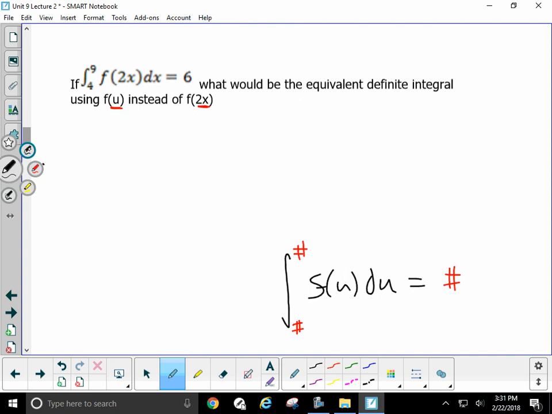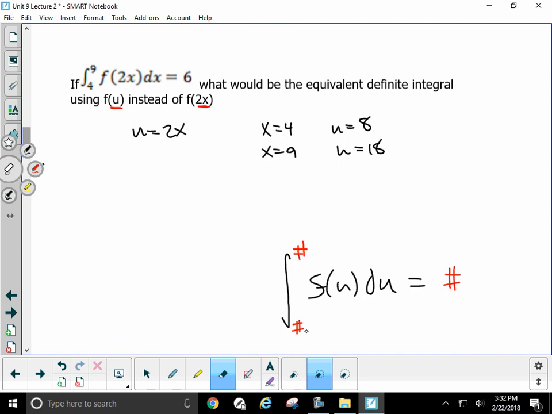All right, so we set u equal to 2x, and because of that, if x is 4, u must be 8. And if x is 9, u must be 18. Fantastic. These numbers must be 8 and 18. But then students say, all right, well, I did it. This is 6. Circle this answer, and they get the problem wrong.